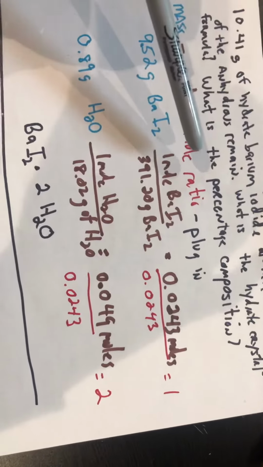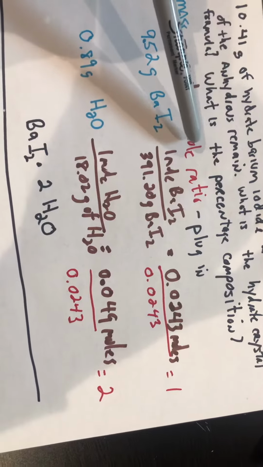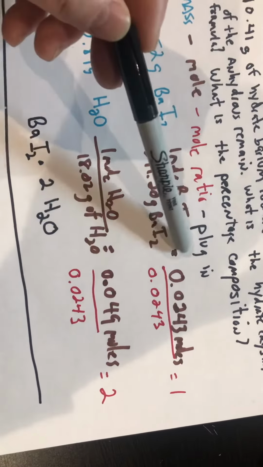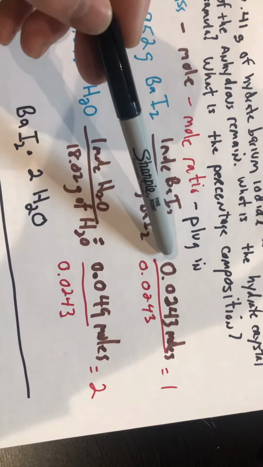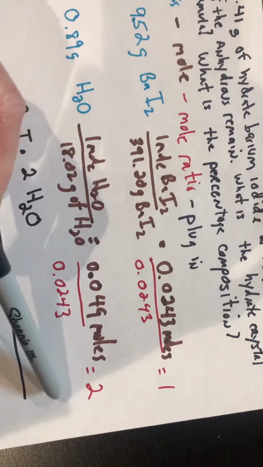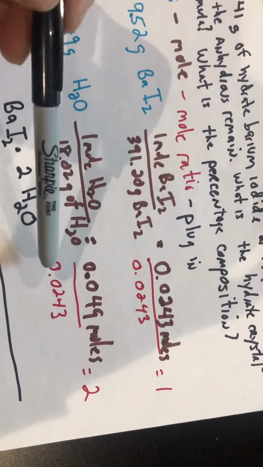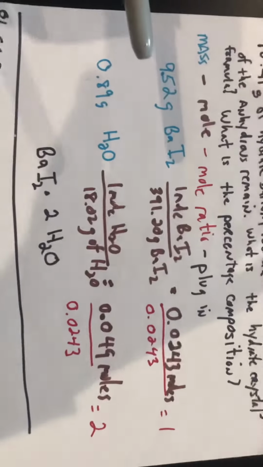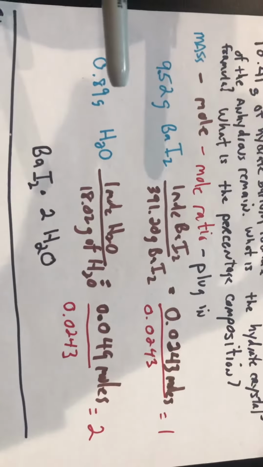And then the mole ratio step. This is where I divide by the lower moles, in this case barium iodide had the lower moles, and I divide everything by that. So it makes that 1, of course, and this makes this 2 in this case. And these should always come out to whole numbers. You won't get any halves this time if you've done things right.